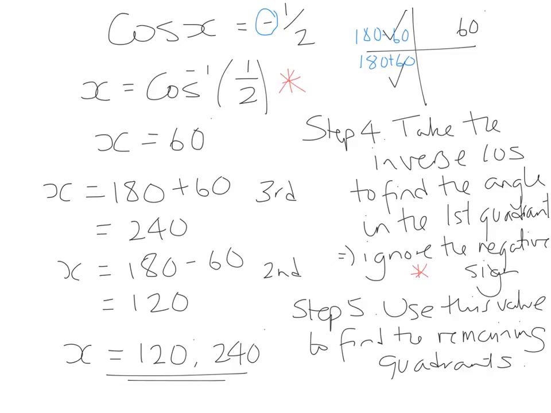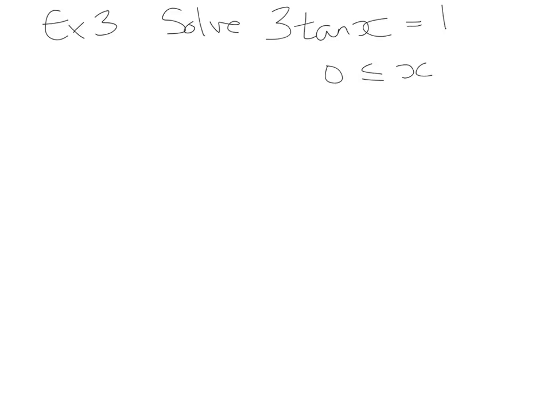Okay, and let's have one last example. This last example, I'm not going to write any of these steps now, so I'm just going to go through the working in the way that I would normally write this, and this is really how we're looking for you to present these questions. Example 3. Solve 3 tan x equal to 1, and again we're going to have a domain between 0 and 360 degrees.